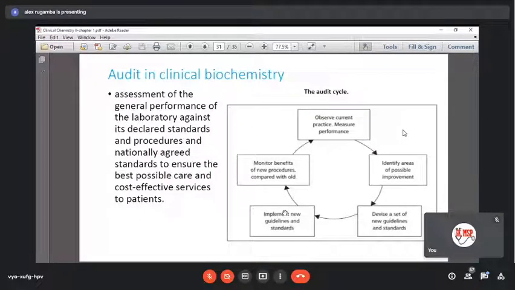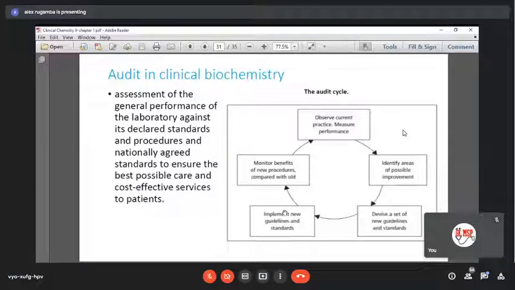There is also audit in clinical biochemistry. The labs that we are working in, or sending our samples to, are also assessed. There should be audits. An audit will come and check all these documents that I was describing, done considering the national standards or national rules and regulations.